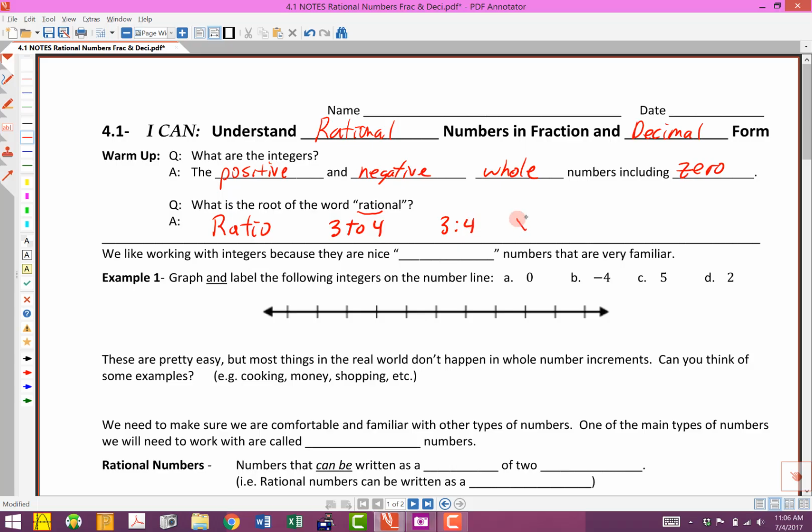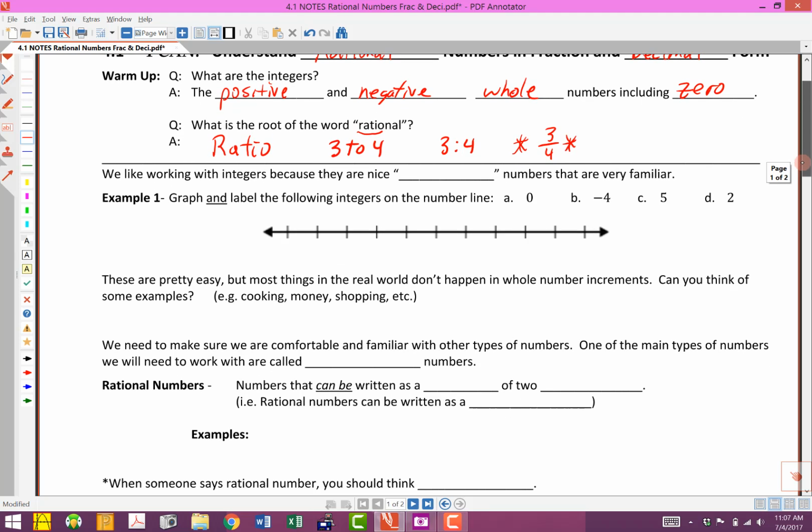And then probably the most useful way that we could write this is to write it as a fraction. We're comparing these numbers, 3 to 4. So writing as a fraction is a really good way to write a ratio, especially when we're dealing with math.